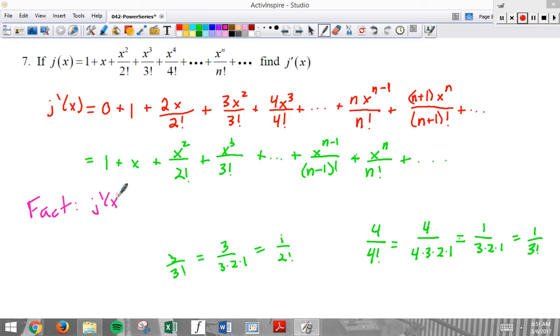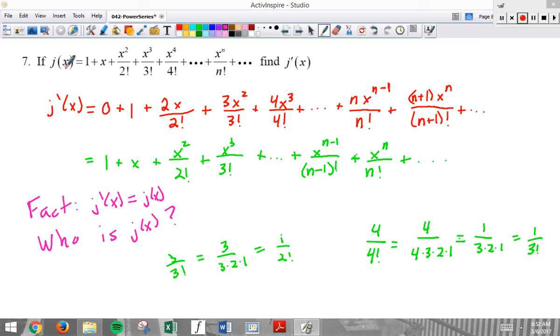J prime of x equals j of x. Can you identify what j is? I'll write out who is j of x. Which function is j of x? Which function is its own derivative?